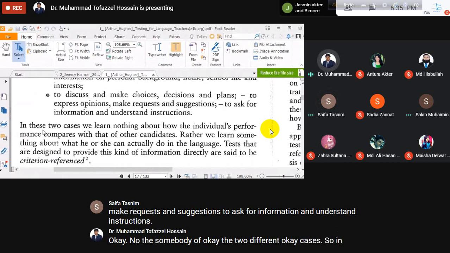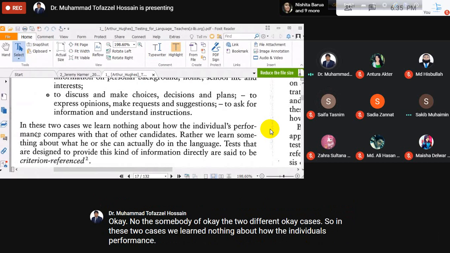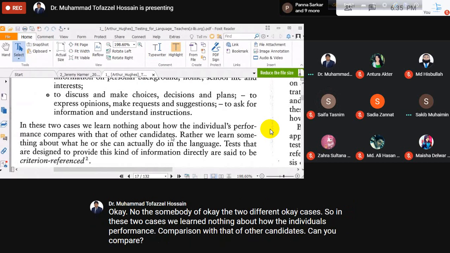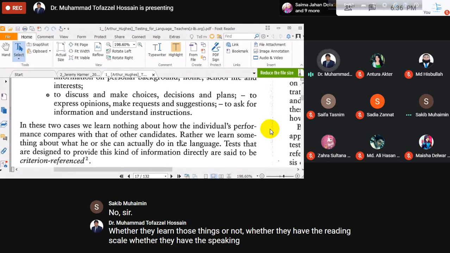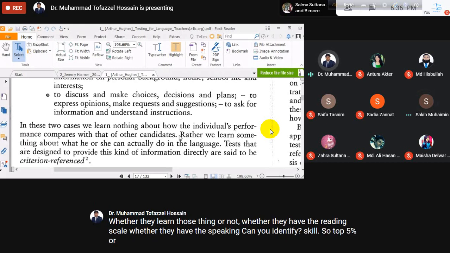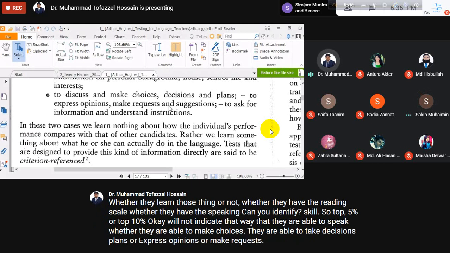So in these 2 cases, we learn nothing about how the individual's performance compares with that of other candidates. Can you compare? No, sir. Whether they learned those things or not, whether they have the reading skill, whether they have the speaking skill, can you identify? No, sir. So top 5% or top 10% will not indicate whether they are able to speak, make choices, take decisions, plans, or express opinions or make requests. No, it will never say.